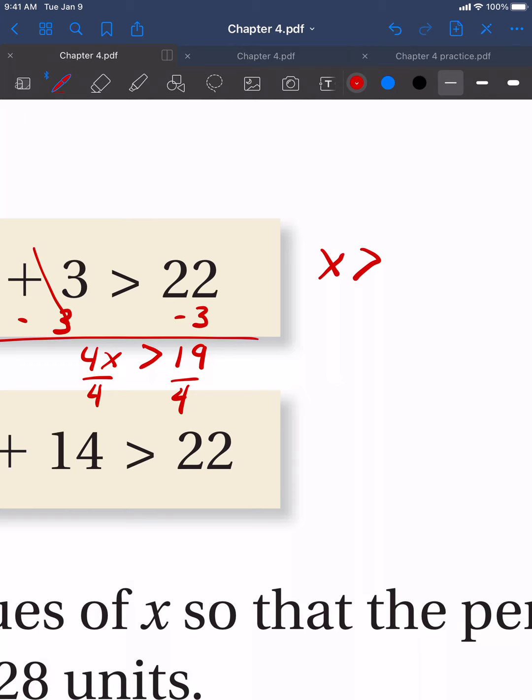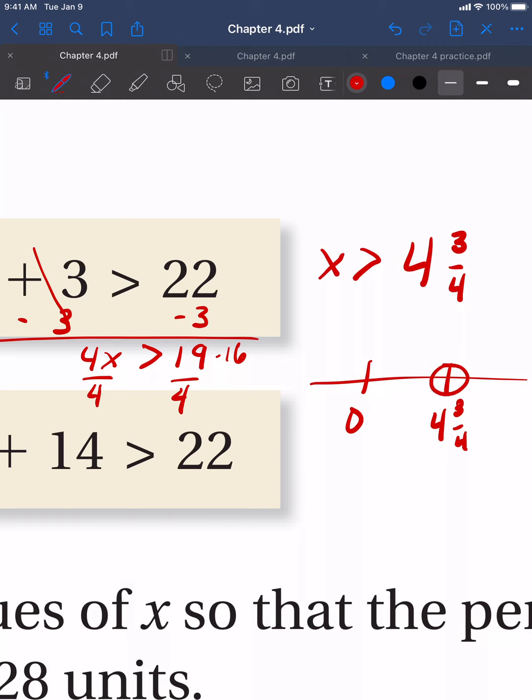1 3/4, I think. 4 can go into 19 4 times, which would be 16. 5 would be too many. So we can go in there 4 times. 4 times 4 is 16. 19 minus 16 is 3. You got it. I knew it. Now, if I were to graph that, I would go to 4 3/4, right? Open circle or closed circle? Open. X is bigger? That away.